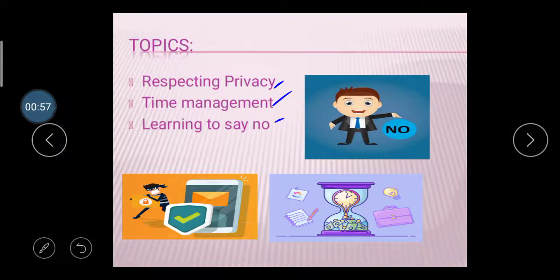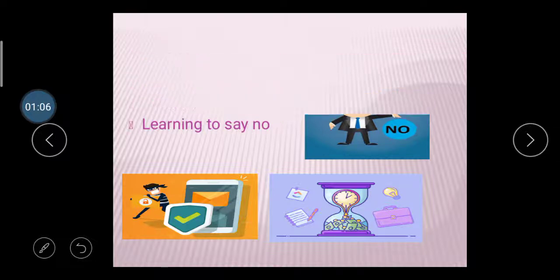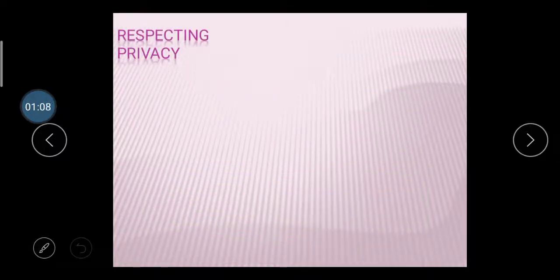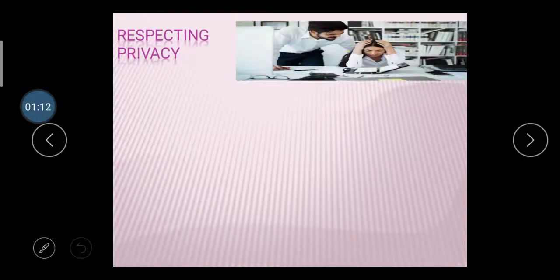So if you have any query regarding any topic in unit number 5, then you can feel free to contact me. So let's start. First of all, the first topic is respecting privacy. Okay, so first of all, what is the meaning? I will tell you in simple language what the meaning of respecting privacy is.